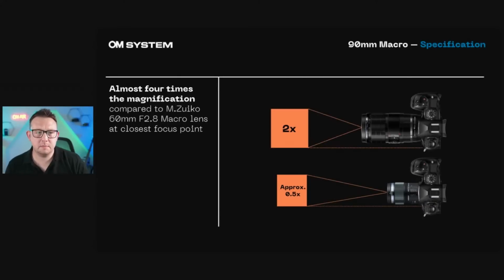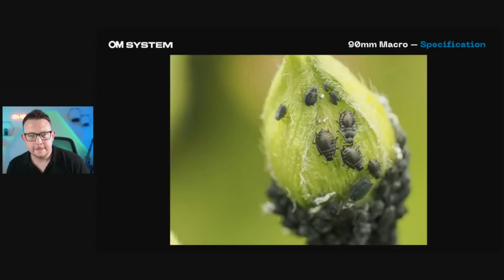So 4 times the magnification, if you compare that to the 60mm, and if you put them both in the same position, that's the focusing distance that we're getting at those magnifications as well. So you're getting closer focusing, closer working distance, and more magnification. That all just screams amazing to me. Can you tell that I love this lens? It's fantastic. And there's some examples now of this 90mm, how close we can really get.